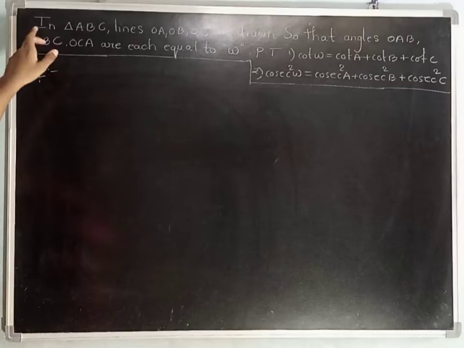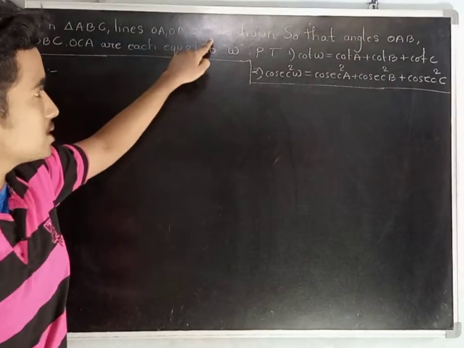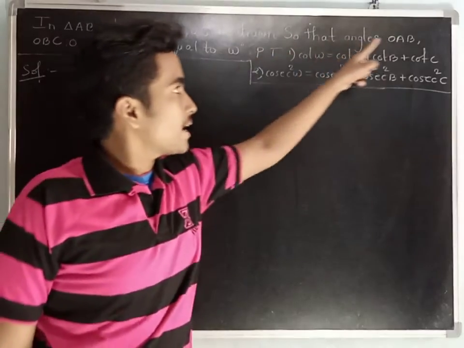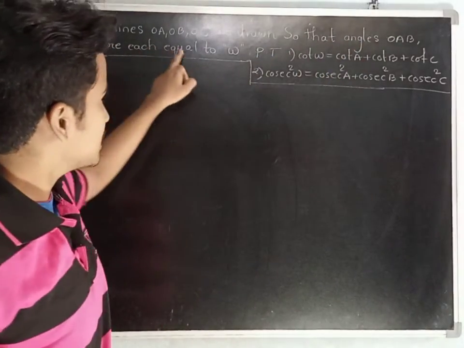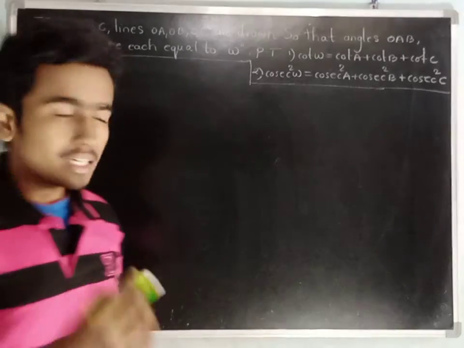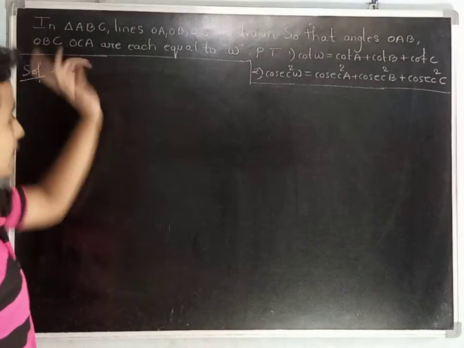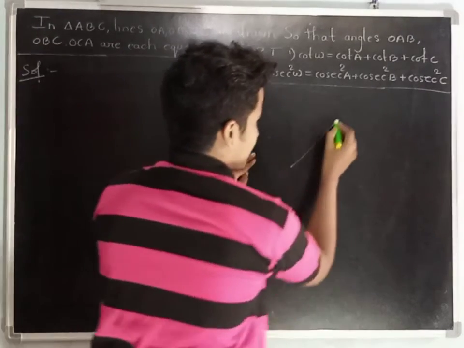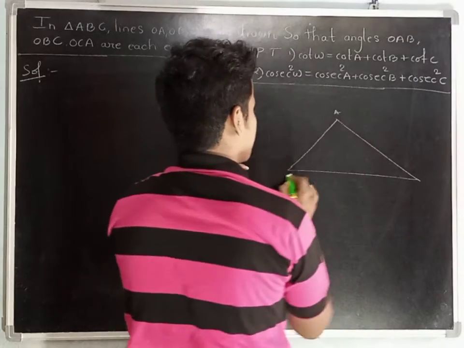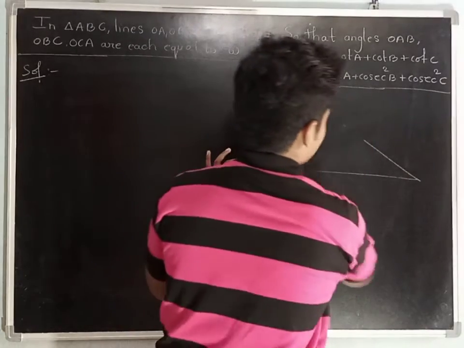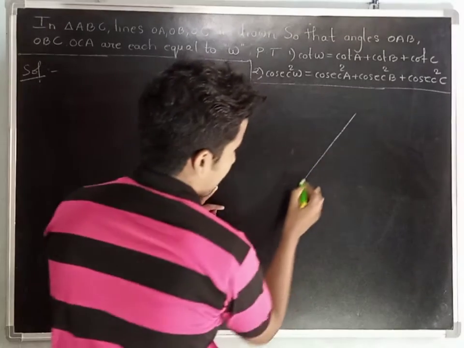Here in the question he has given that in triangle ABC, lines OA, OB, OC are drawn so that angles OAB, OBC and OCA are each equal to omega. He has given that in triangle ABC. Let me draw it much bigger so that the explanation will be easy.